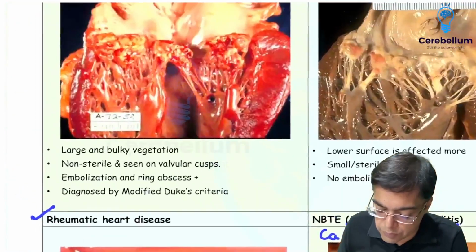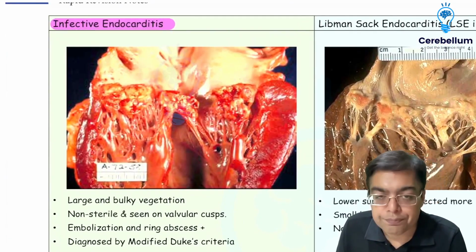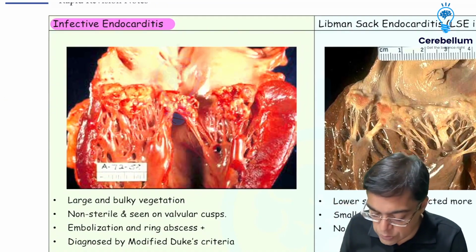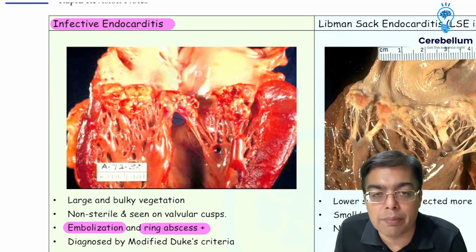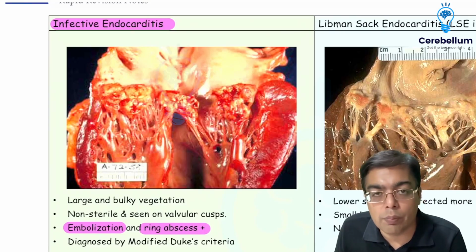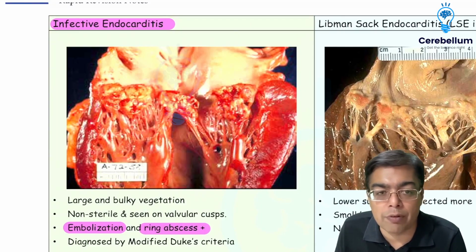The moment we think in terms of the most dangerous types of vegetations, what should strike our mind is the example of infective endocarditis. Their vegetations are big, bulky, and have a high chance of embolization. Because of this, they are responsible for causing bacteria containing emboli, that is septic embolization. One of the complications which can be seen in these patients is the presence of an abscess, which is given the name of ring abscess.